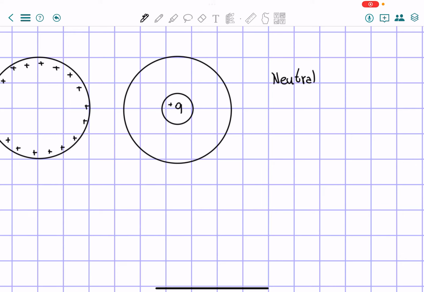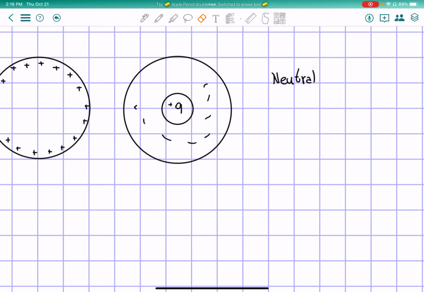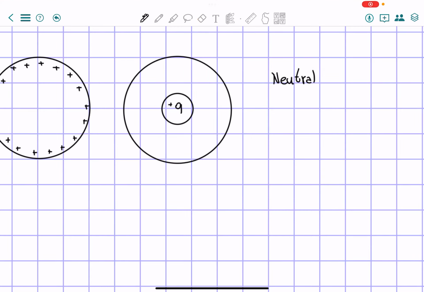Well, what happens is that all the negative charges that are in the sphere will move toward the center, because they are attracted by the positive charge at the center. The positive charges instead in the sphere will move towards the outside because they are repulsed by the positive charge at the center. And it will look something like this.